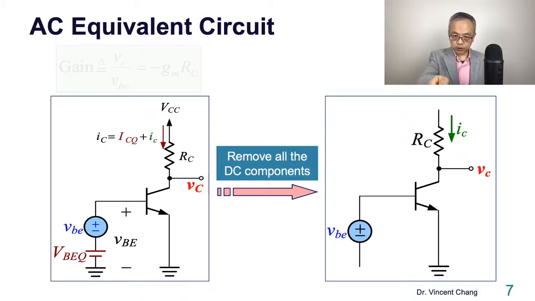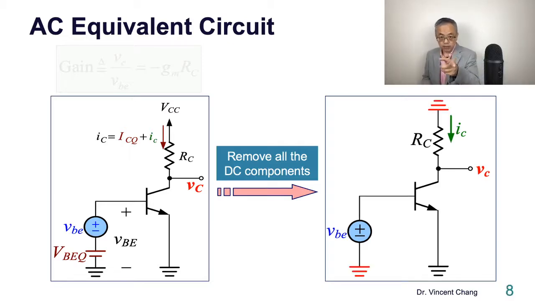Look at the brown one. Brown is the DC, so it goes to ground: VBEQ equals 0. So the blue signal is now connected to the ground. Then let's also remove the DC collector current, the brown current, ICQ. So now only the AC current, the green current, is left. This is the second DC. There is a third DC, right?